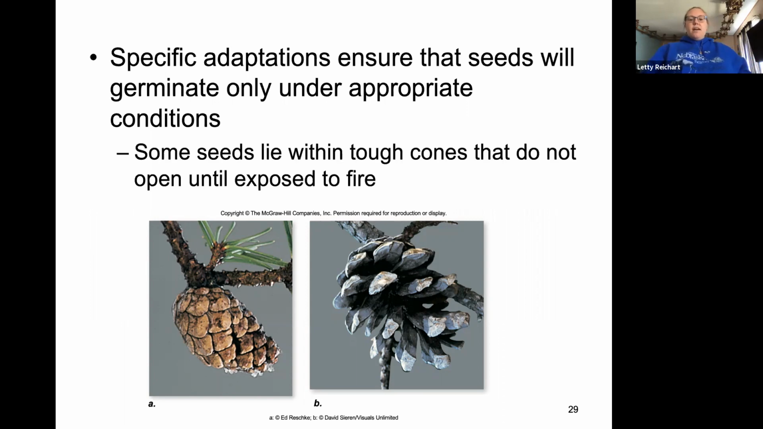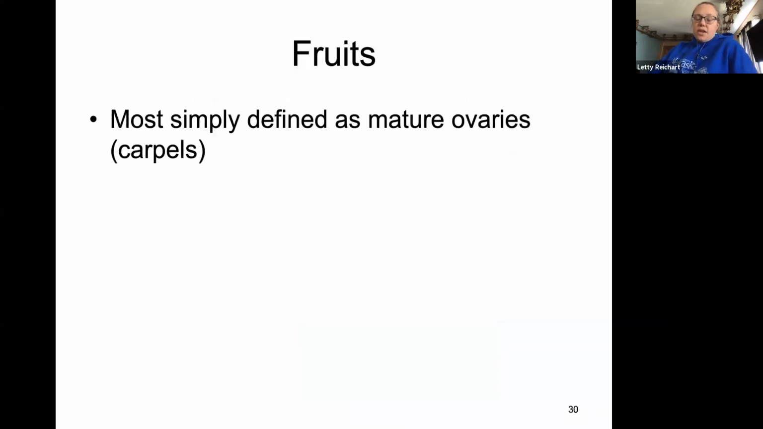Here we've got some cones, and this particular one is a ponderosa pine, okay? Once the seeds are released, the seeds have to experience a fire event. So the cones don't open until fire has occurred in the region, and the seed has to experience that heat and fire before it's going to be able to germinate. So that's kind of a unique adaptation.